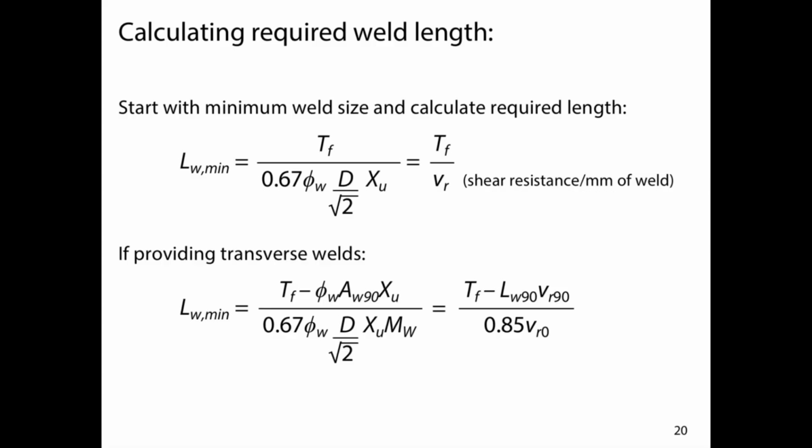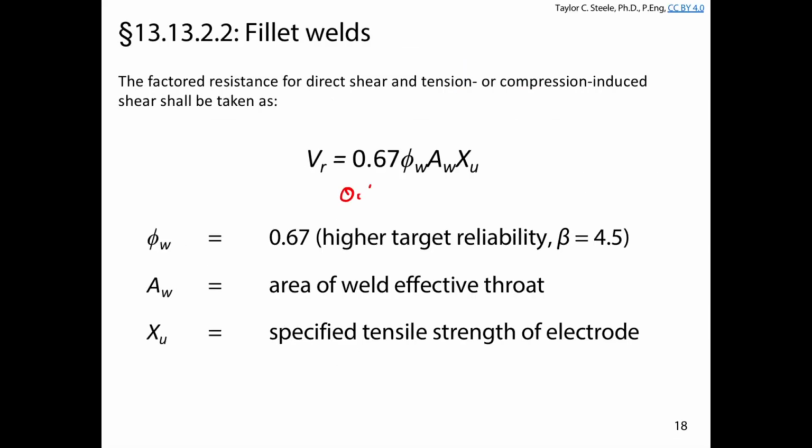So you say, first of all, let's just say we're going to try 6 millimeter welds. And let's just say we're going to do a single pass. D is 6 millimeters. From there, you can say, okay, if I know I'm going to use 6 millimeter welds, I'm going to be able to calculate how much length I need. Right? So from this equation back here, we basically have 0.67 VW multiplied by D over root 2 LW XU.